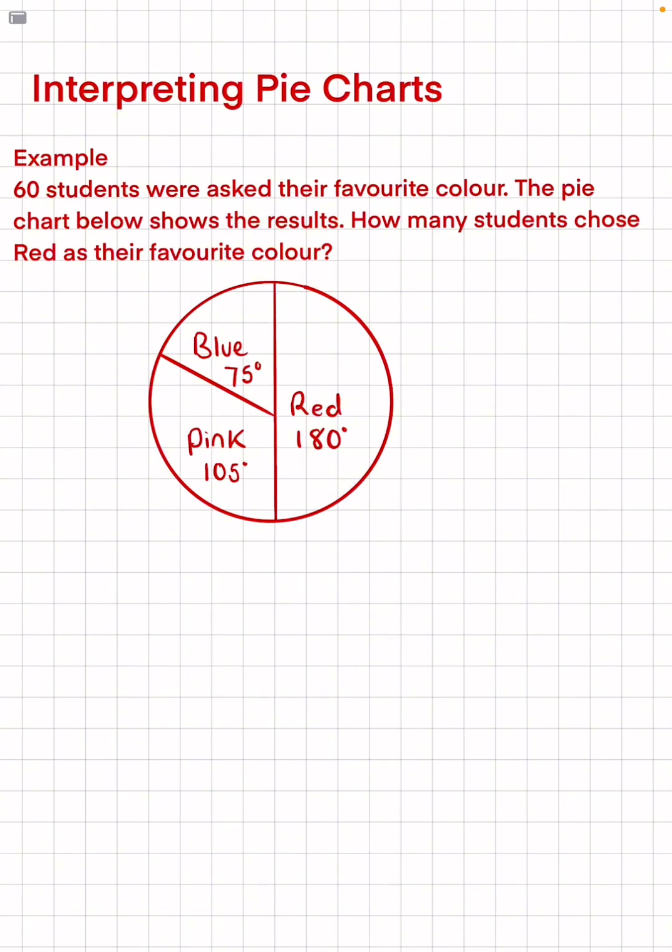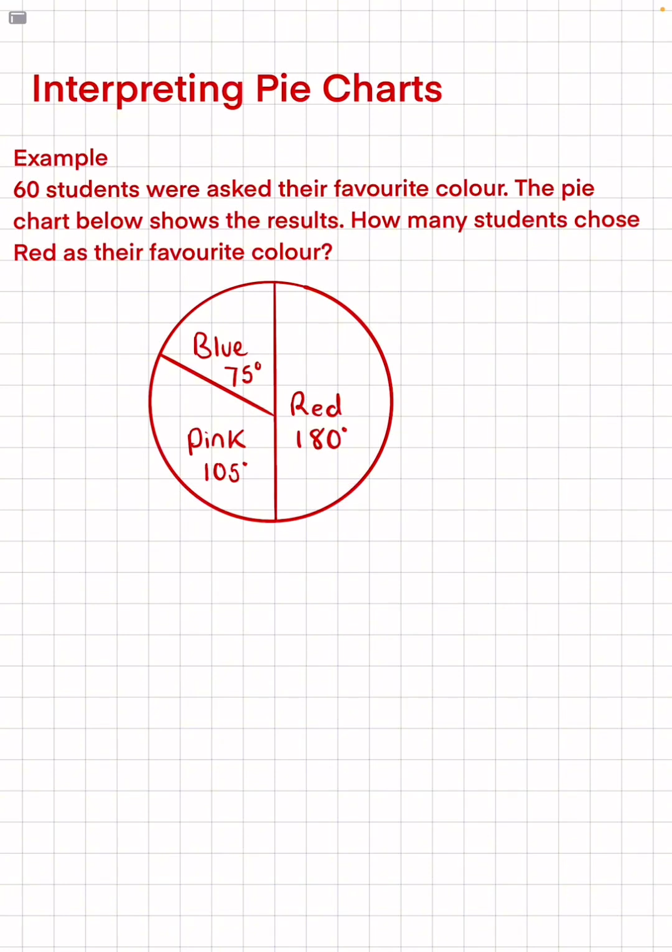Let's have a look at how to interpret pie charts. To interpret a pie chart, we do the opposite. We need to turn the angles into numbers. We can do this by working out the angle as a percentage or fraction of the pie chart. Here is an example. It says 60 students were asked their favourite colour. The pie chart below shows the results. How many students chose red as their favourite colour?